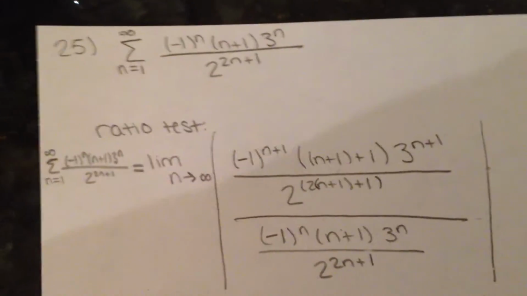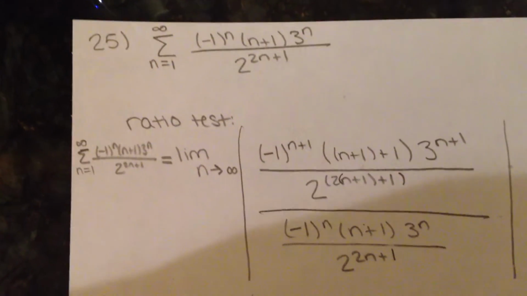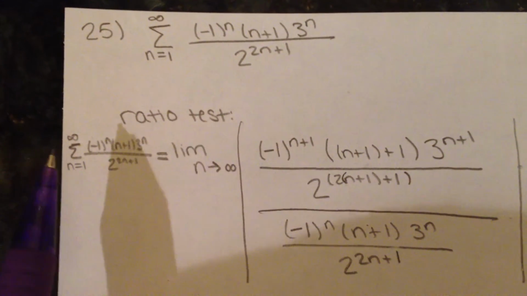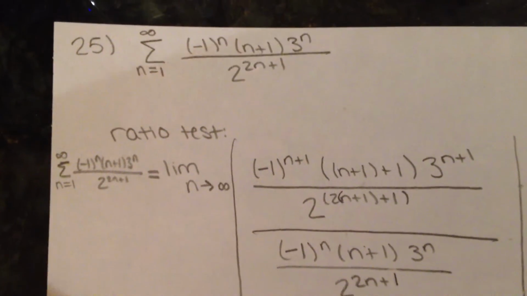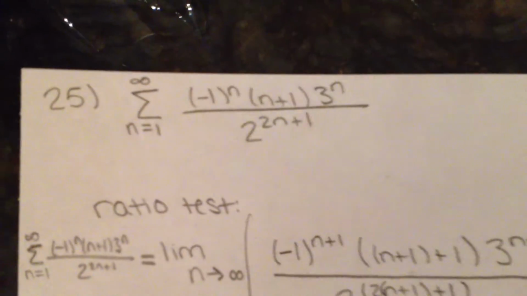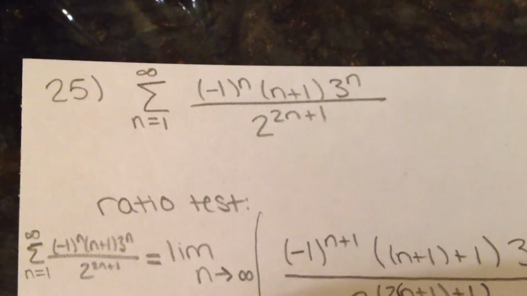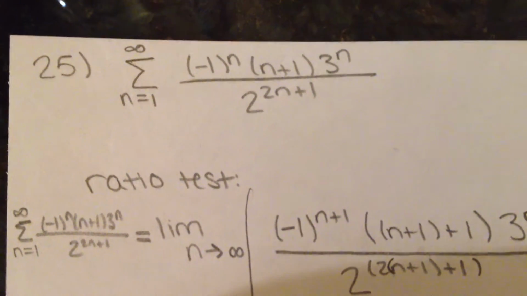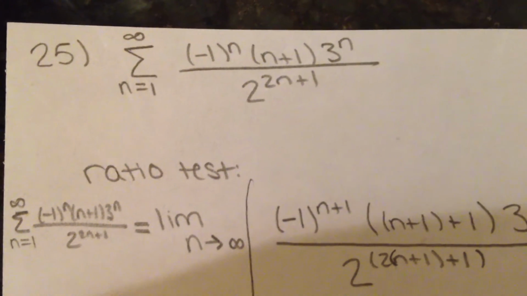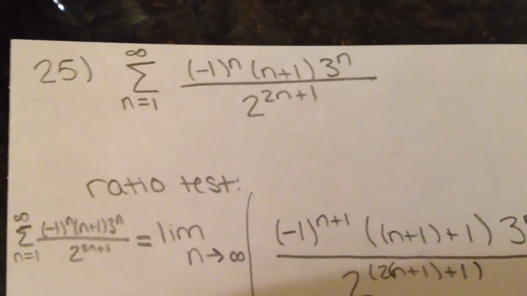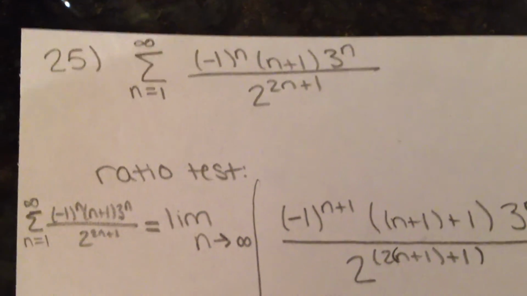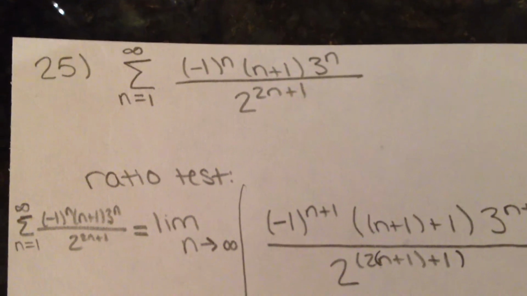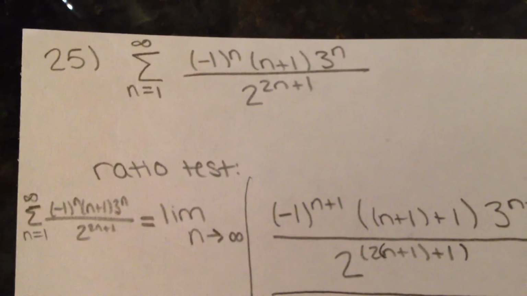For test 4, I'm doing problem number 25 from page 779 in the textbook. This problem is asking whether the summation as n goes from 1 to infinity of (negative 1)^n times (n plus 1) times 3^n over 2^(2n plus 1) is conditionally convergent, absolutely convergent, or divergent.